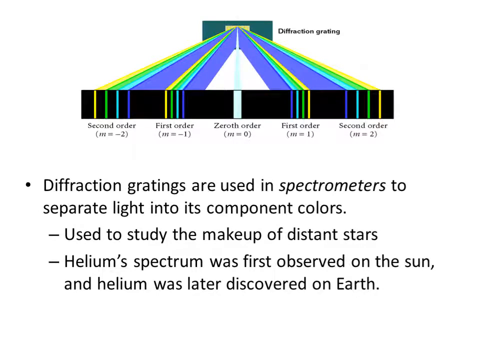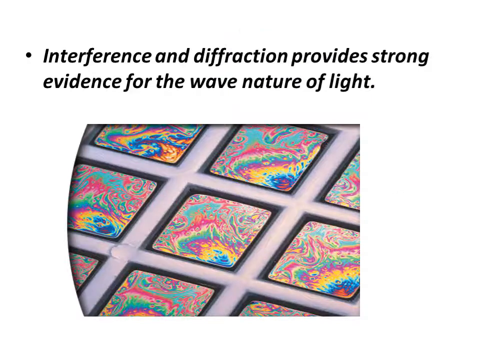There are many practical applications of diffraction gratings. Diffraction gratings are used in spectrometers to separate light into its component colors. Diffraction gratings are used to study the composition of distant stars, and this was how helium was first observed on the Sun and later discovered on Earth. The fact that light waves can interfere to produce resultant waves that are either brighter or less bright than the component waves provides strong evidence for the wave nature of light.